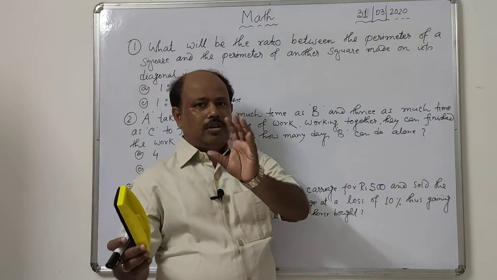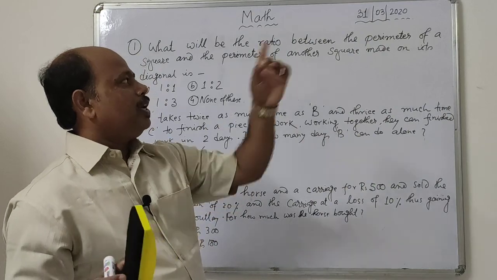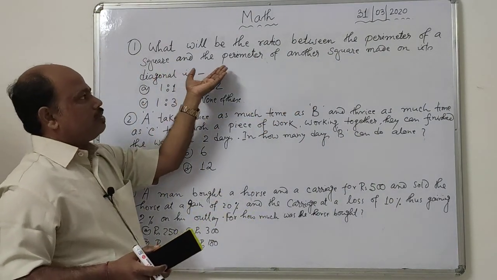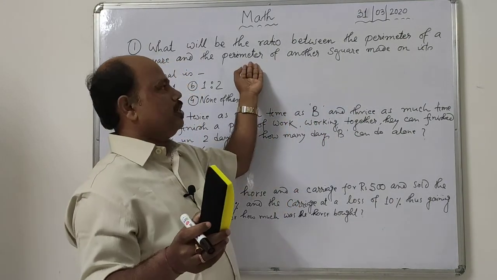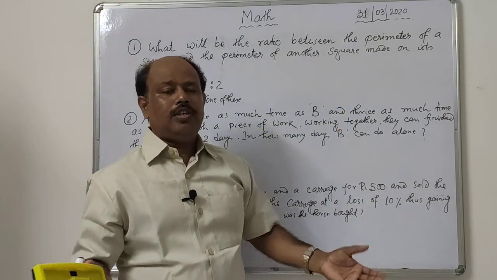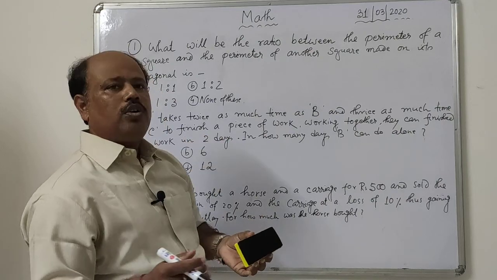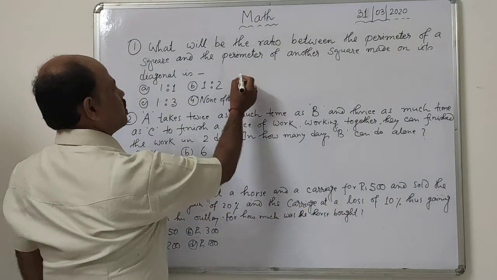Square means you know borgo khetro. So borgo khetrer perimeter, porishima of the square, another square, onno ekta square. That perimeter is the ratio ber korte hobe, which made on its diagonal. Diagonal means corner. Look at the board. What is the solution method to this type of question?